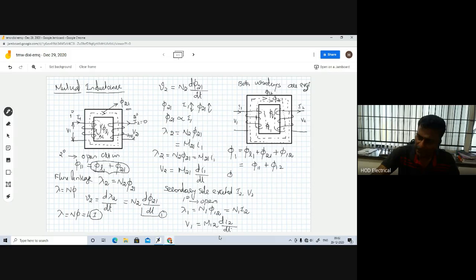Similarly, the flux in the secondary winding can be written as the leakage flux plus the flux in the secondary winding due to the current flowing through the secondary winding, plus the flux in the secondary winding due to the current flowing through the primary winding. So we can write it as phi 2 equals phi 22 plus phi 21. This is what we have learned already. When the secondary side is excited and the primary side is open, we get phi 22, which is phi L2 plus phi 12. So we can write phi 2 equals phi 22 plus phi 21. Now we already know this.